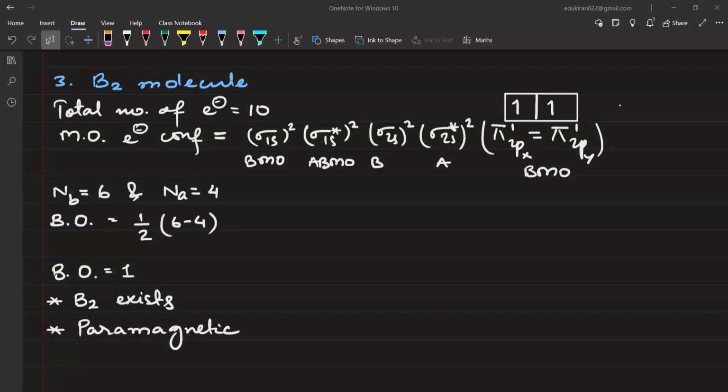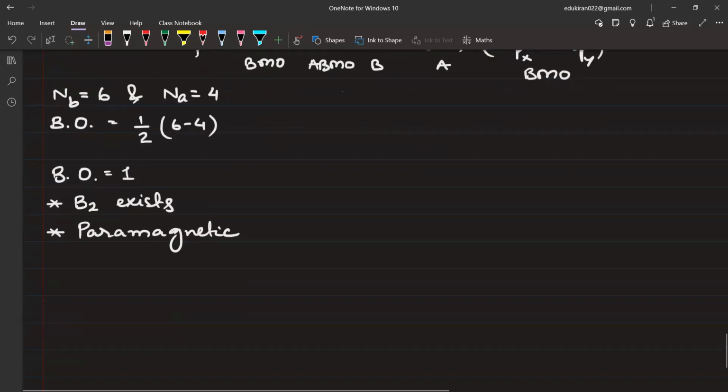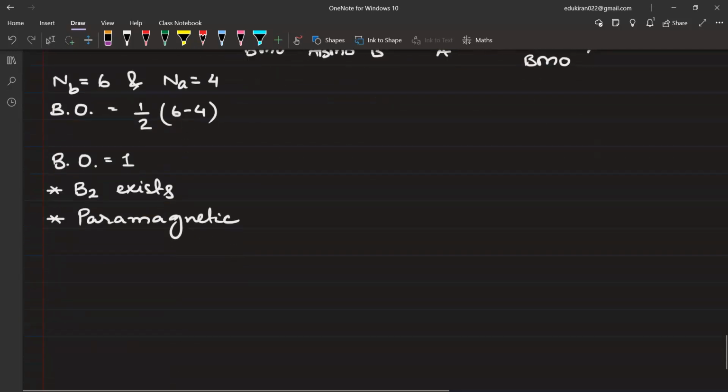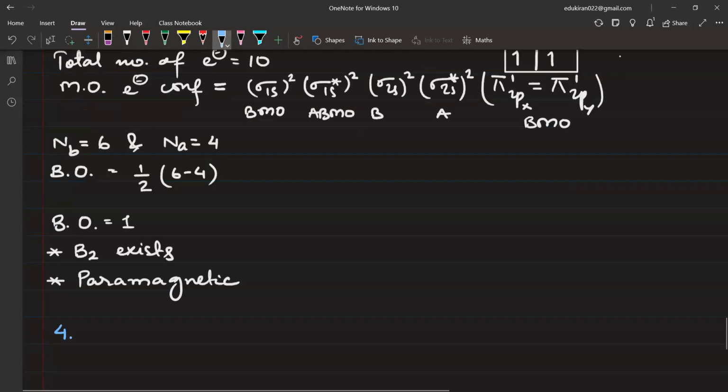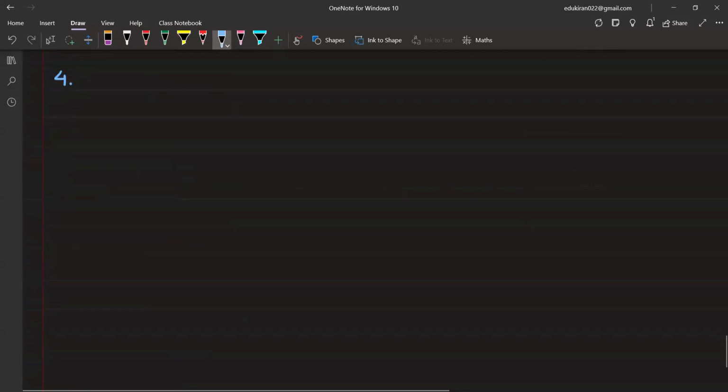Achha. Chalo. So this is paramagnetic. After that, after boron, we will go to carbon, right? Carbon पे चलते हैं अब. Fourth only ना? हाँ. चलिए. C2 molecule. Carbon 2 molecule.